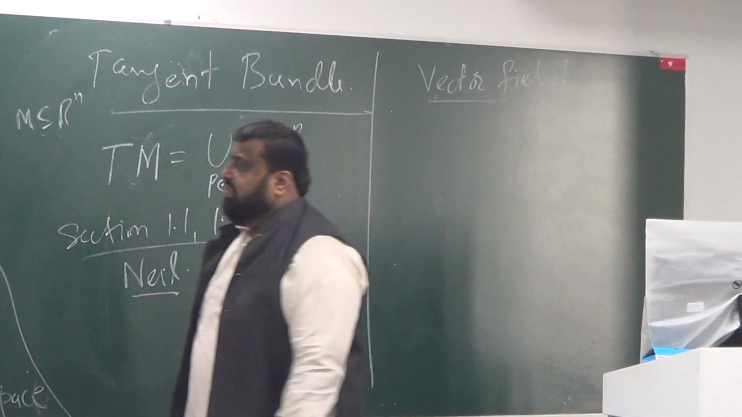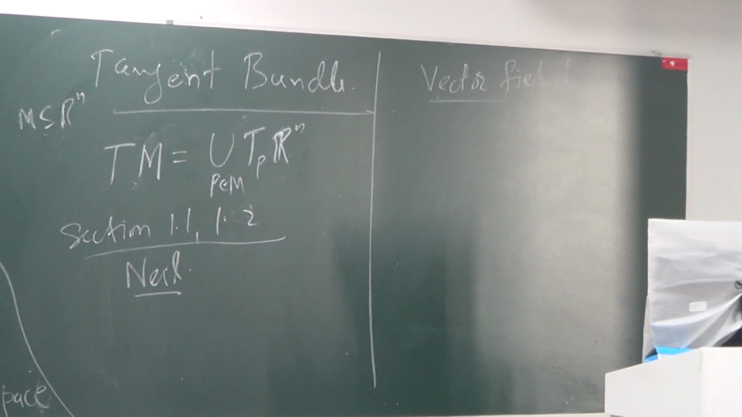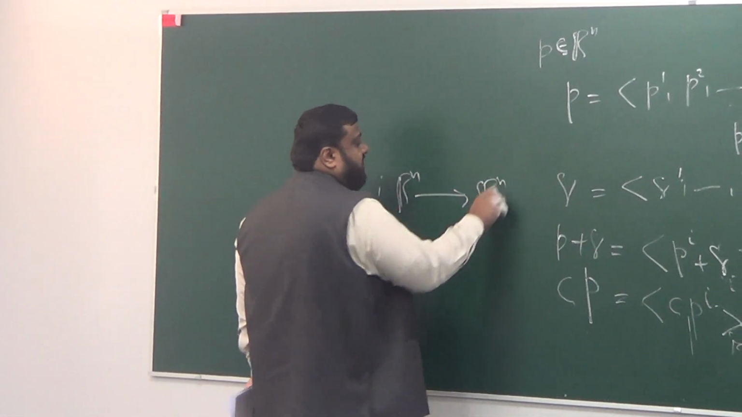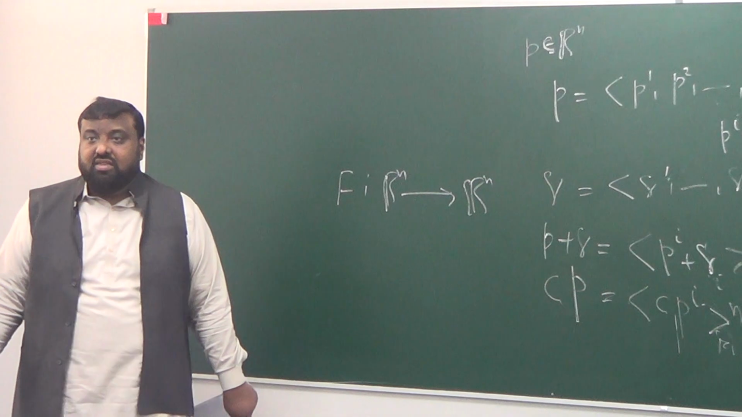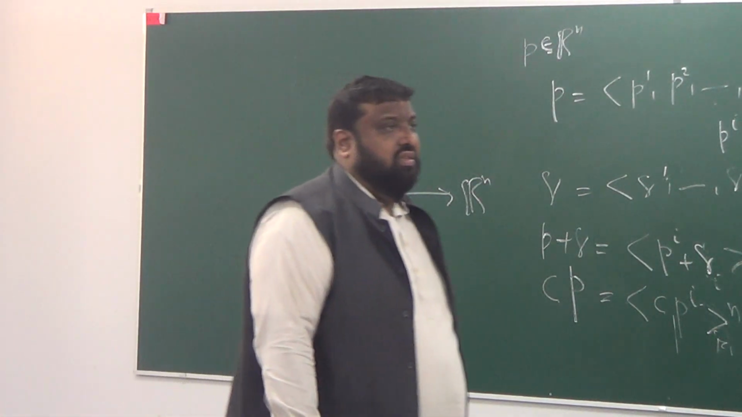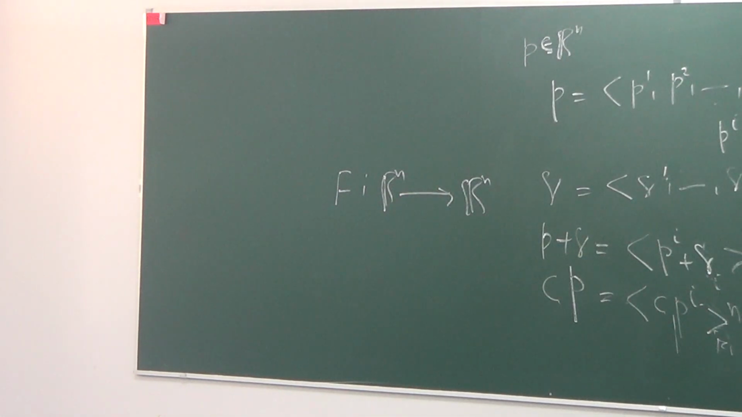So what was the vector field that you learned in calculus? A function from Rn to R. So we denoted it by capital letters. And we said that any map from Rn to Rn, Rn into Rn. But that's a vector function. It takes the points inside.